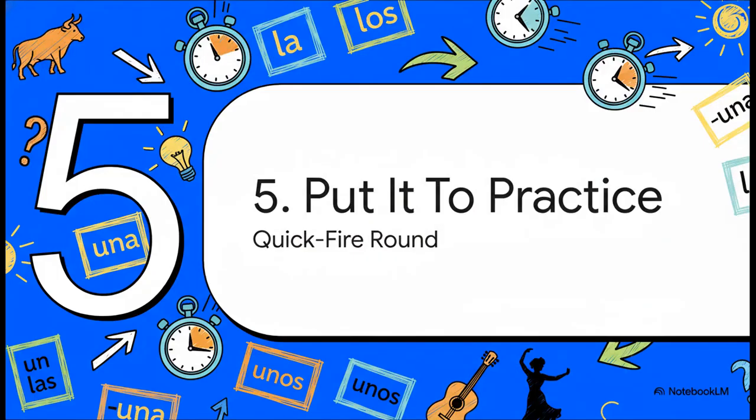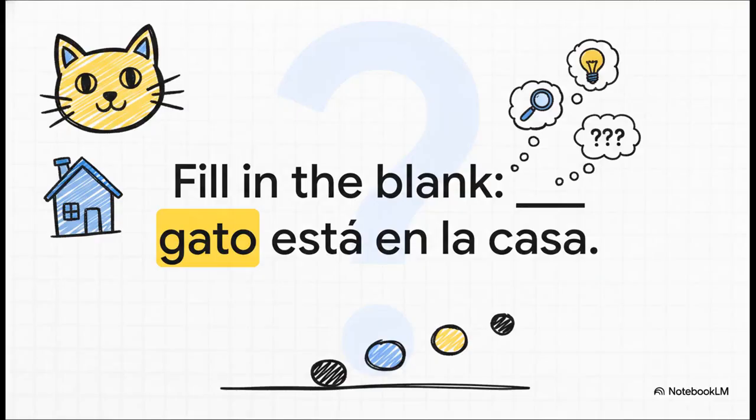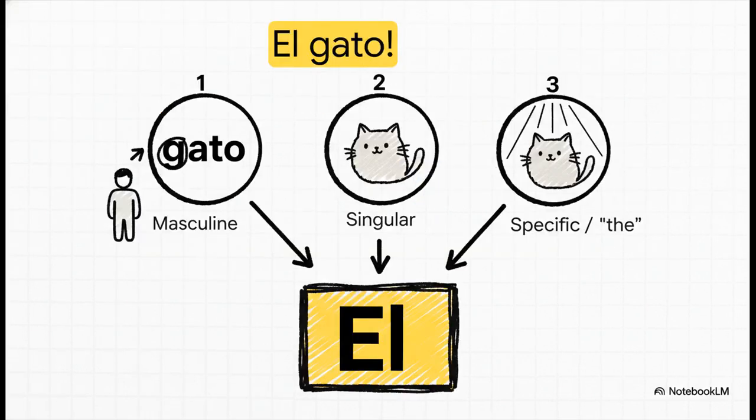All right, enough talk. The best way to really get this stuff to stick is to just do it. So let's run through a couple of quick examples to get your brain working. Okay, first one up. Fill in the blank. The sentence means, my cat is in the house. Our noun is gato. So, what do you think? Run it through those 3 steps. El gato. Yes, you got it. Let's break it down. Gato ends in o, so it's masculine. There's only one, so it's singular. And we're talking about the specific cat in the house, so we need the definite article el.